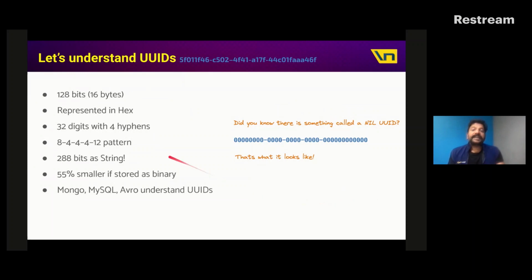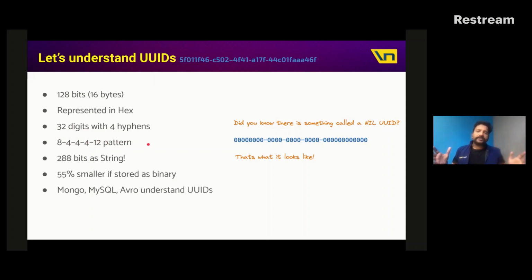It is represented in hex. What it means is you will never see a letter apart from 0 to 9 or A to F over here if you look at it keenly. So the A over here is not the ASCII A, it's the hex A. Right? It is 32 digits with 4 hyphens with an 8, 4, 4, 12 pattern. All of us would have seen this, right?